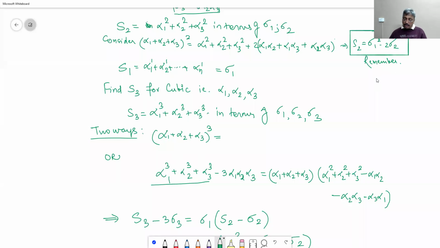Now S4 you did not remember, but maybe you can find out what S4 is in terms of sigma 1, sigma 2, sigma 3, sigma 4. But it need not be remembered. If it comes to that, you can derive it on the spot.